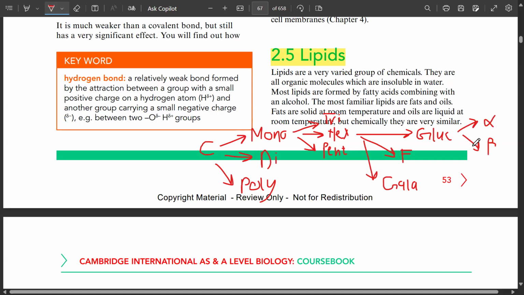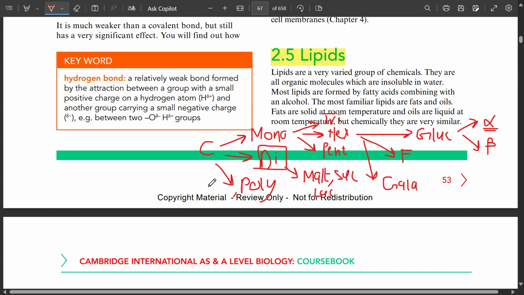Alpha and beta. And we also discussed that when two alpha glucose combine, they form disaccharides, such as maltose. Then when you combine alpha glucose and fructose, we have what? Sucrose. And when we combine alpha glucose and galactose, we have lactose.